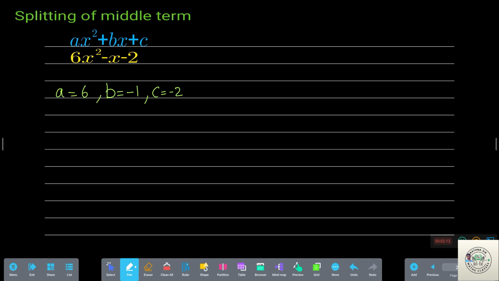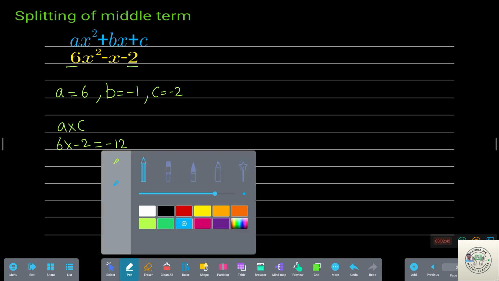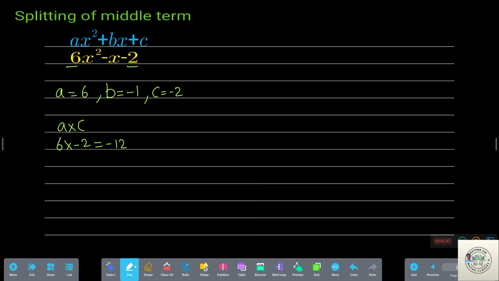So now what we have to do, we have to multiply a and c. So this one and this one we have to multiply. So a into c is nothing but 6 into minus 2, which is minus 12. Now our middle term is nothing but b.